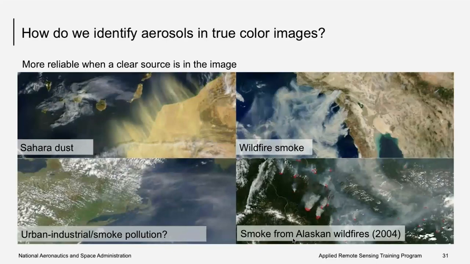So in general, these satellite true color images provide you visual information about different types of aerosols, which we can see based on their concentration in the atmosphere. And we get this visual information from the satellite.